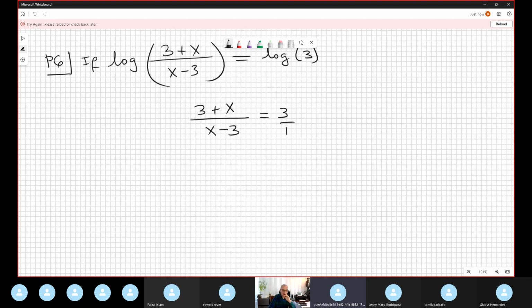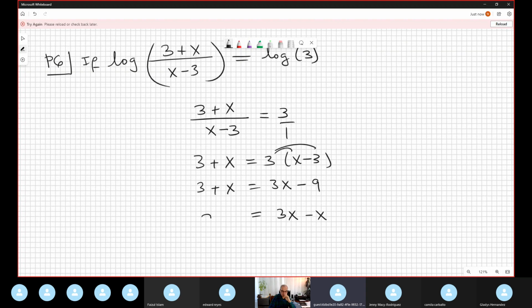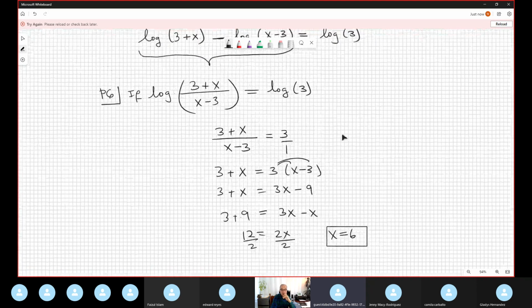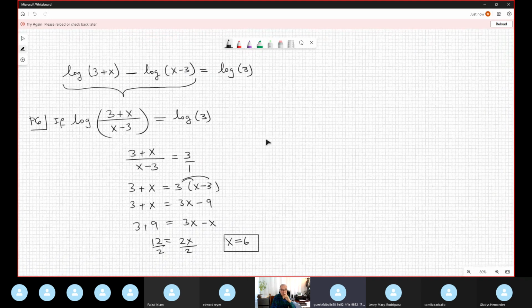You maybe apply cross multiply. 3 plus x times 1 is equal to 3 times x minus 3. Linear equation, distribute the property, 3 plus x is equal to 3x minus 9. 3x stay here, minus x, and 3 plus 9. 3 plus 9 is 12. This is 3 minus 1 is 2x, divided by 2, x equals 6. And this is our potential solution that you need to check in the original equation. Do you follow me?